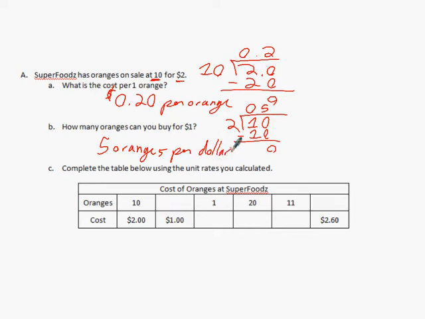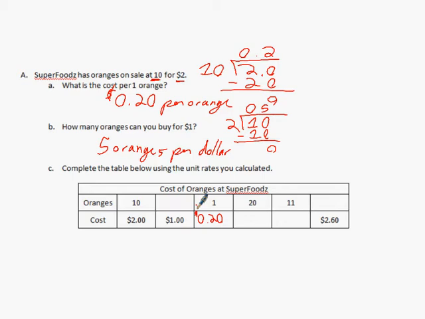So let's look. Cost of oranges at Superfoods. We're going to complete the table below using the unit rates that you calculated just now. So let's take a look at the table. Cost of oranges at Superfood. Oranges, we have 10, 1, 20, 11. Cost, $2, $1, $2.60. So a bunch of random numbers. Let's see. We know how much 1 orange costs. That is 20 cents.